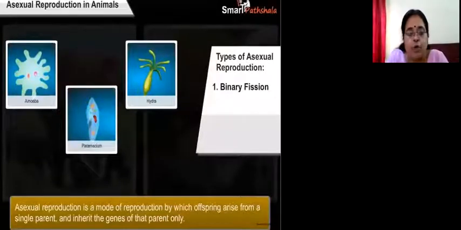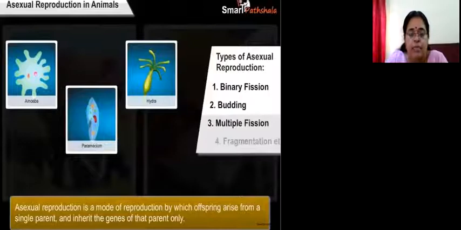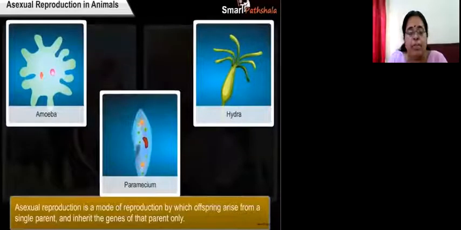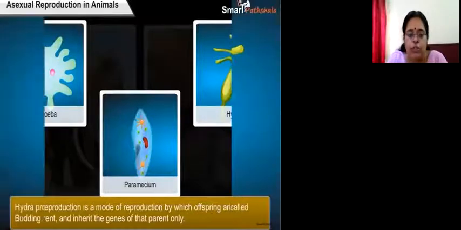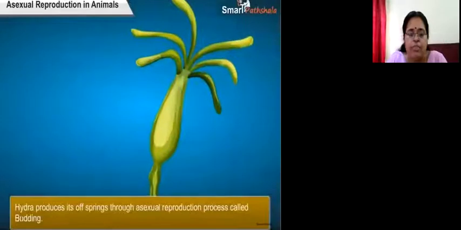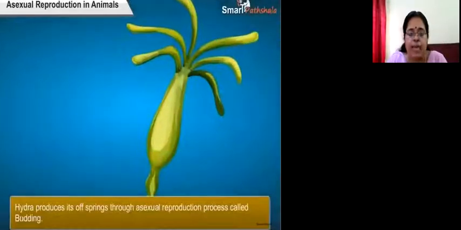What are the types of asexual reproduction? Binary fission, budding, multiple fission, fragmentation, etc. But in this class, you will be studying mostly about binary fission and budding. Let us learn about them in slightly more detail. Let us learn about the budding in Hydra. As I told you, Hydra is a lower form of organism. It produces its offsprings through asexual process and that is called budding.